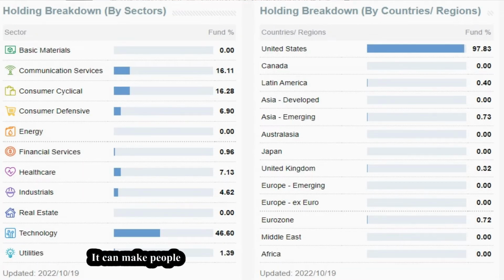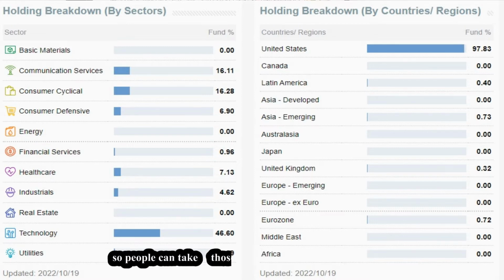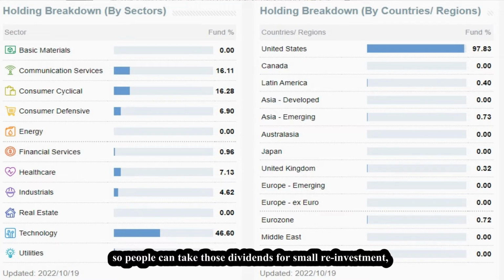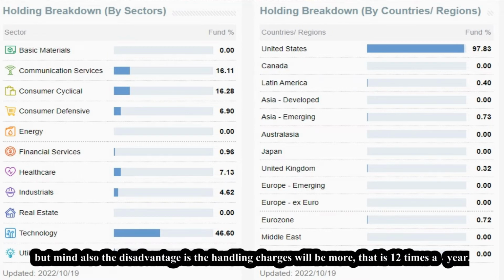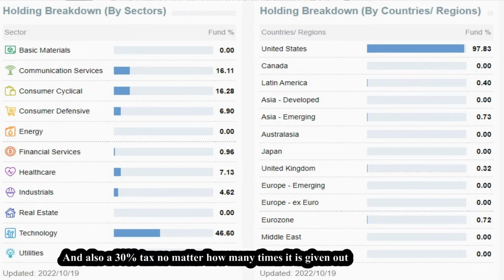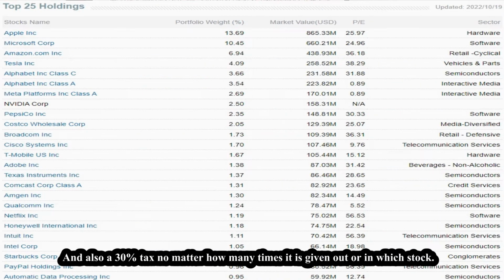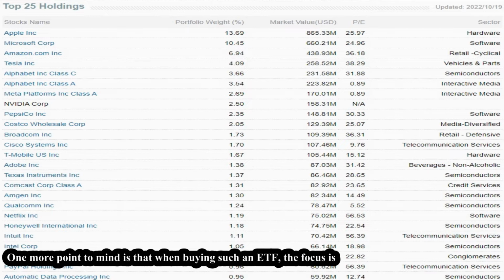you can earn back all your capital, and the rest is total profit. It can make people happy because it pays out dividends every month, so people can take those dividends for small reinvestment. But mind also the disadvantage: the handling charges will be more. That is 12 times a year, and also a 30% tax no matter how many times it is given out or in which stock.